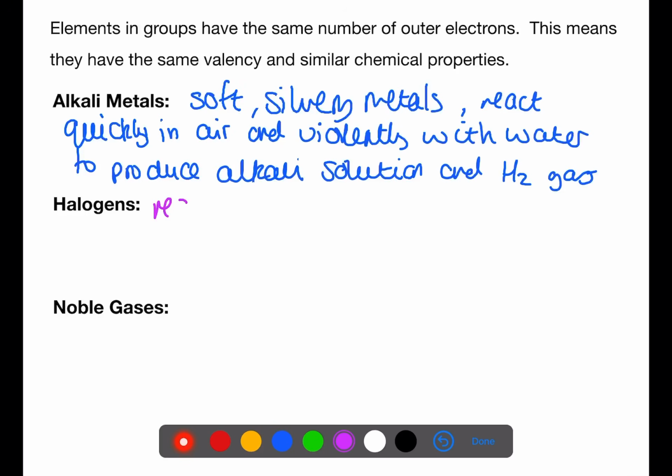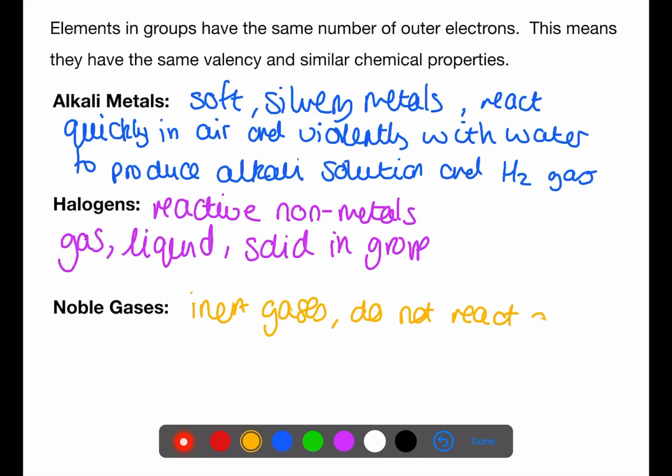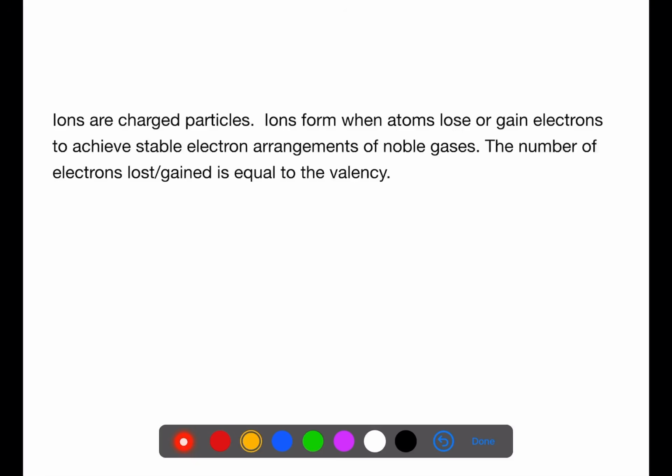The halogens are reactive non-metals. They are the only group on the periodic table which has gases, liquids, and solids. The noble gases are the inert gases. They do not react as they have a full outer shell of electrons. Ions are charged particles which we have referred to.